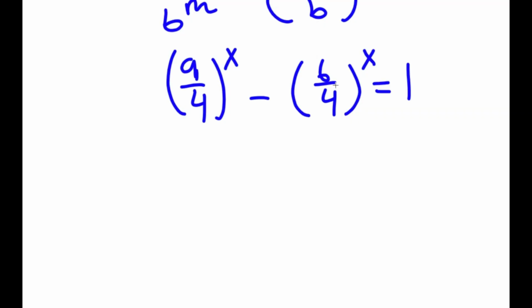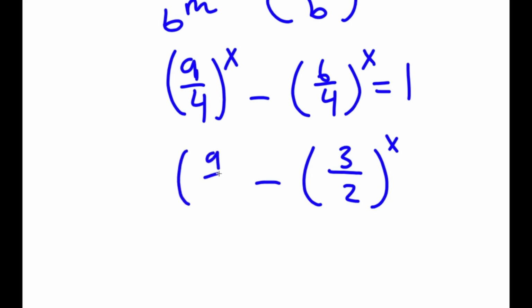Now 6 over 4, the greatest common factor of these two is 3. So 3 times 2 is 6. Or sorry, not 3. The greatest common factor is 2. 2 times 3 is 6, and 2 times 2 is 4. So 6 over 4 simplifies to 3 over 2. And we still have 9 over 4 to the power of x.